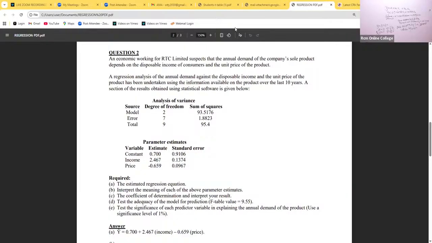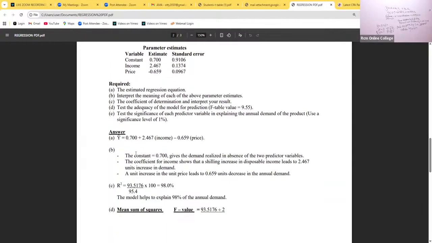98 point, great. Let me check whether you guys got it right. Yeah, you can see 98.0. So the model helps to explain 98% of the annual demand, and then 2% will be explained by other factors.